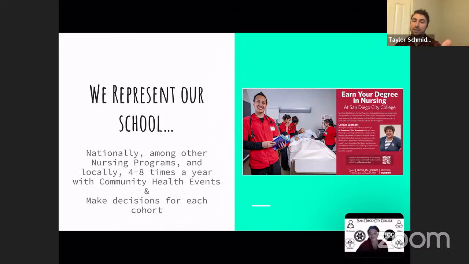Our little aside is that the faculty has a lot of faith in this community group, based on its 4-year history. So we also get to make decisions for the cohort. Just yesterday, we were deciding what uniforms we're going to wear. But it goes quite a bit bigger than that, in terms of pinning and bylaws and things of that nature.